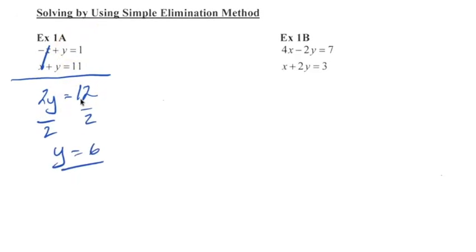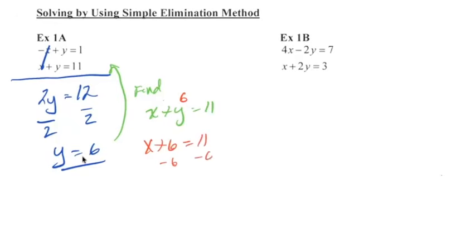y equals 6. And then, don't forget, much like before, we have to go back and find x. We have to go back and substitute our found variable into one of these two equations. I'm going to use the bottom one here. We know y is 6. So this becomes x plus 6 equals 11. Minus 6 from both sides. We have x equals 5. Answer is (5, 6).